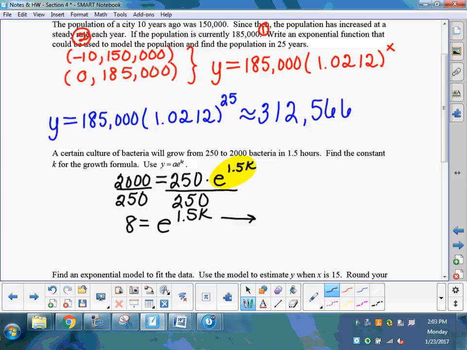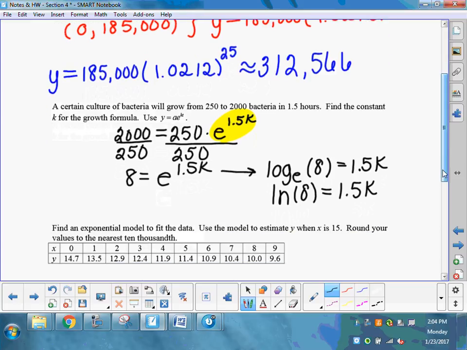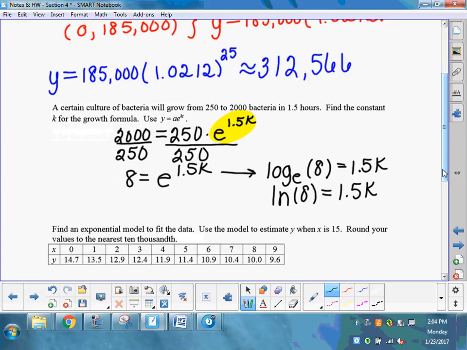What is this going to look like, Spencer, if we put it in log form? The natural log of 8 equals 1.5k. You could also do the natural log of 8, which is log with a base of e. Now, before I go to the answer, some people will start typing, and you're making more work for yourself. Look at what's up there. Sam, what needs to get done in order to solve for k? Perfect. Let's divide both sides by 1.5. It doesn't matter which expression you use. Now type that into the calculator.